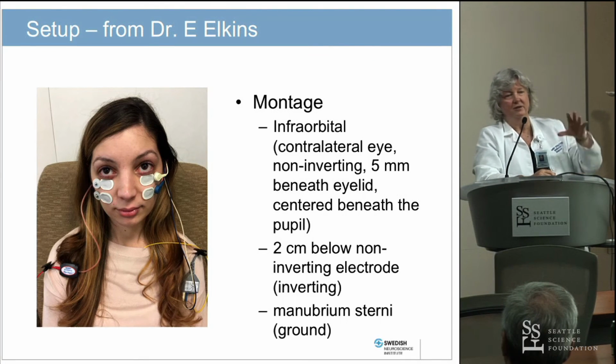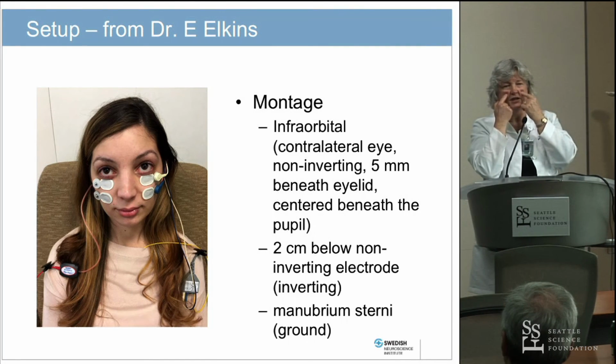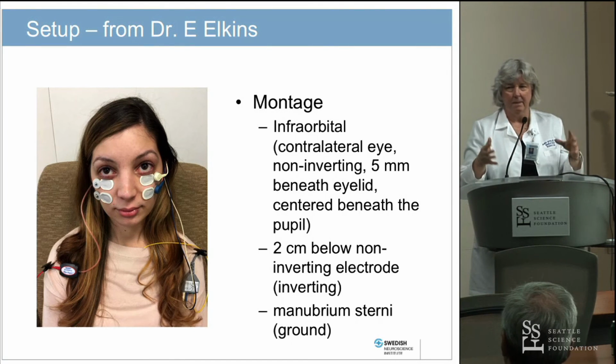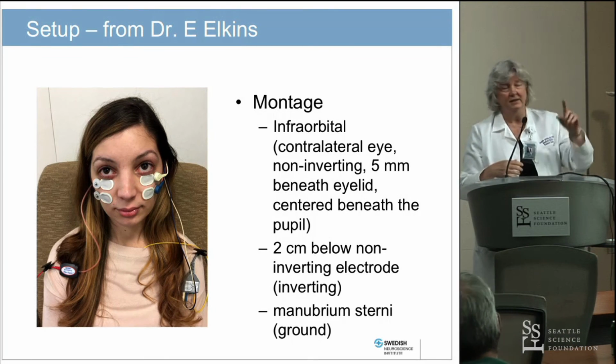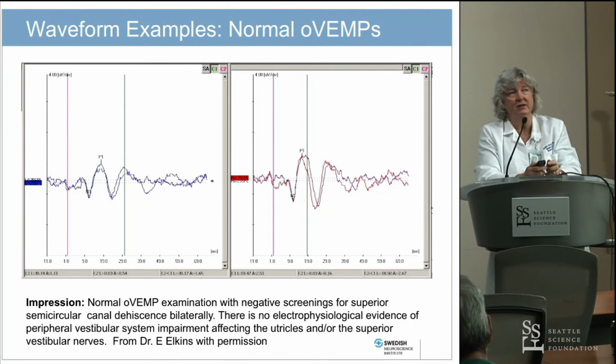So all you have to do, you're not doing thresholds, you're not sustaining neck tension, you're just putting stickers on the cheeks and going click, click, click. Bingo. Takes 10 minutes. Patient's seated. Really fast and easy to do. So if you're just using VEMP to screen for canal dehiscence like I am, I would highly suggest this is the way to go. And this is what your waveform looks like.